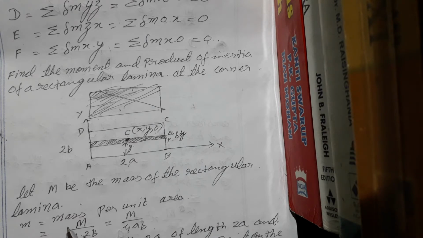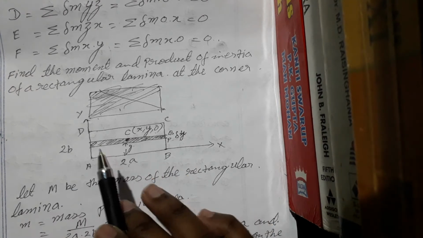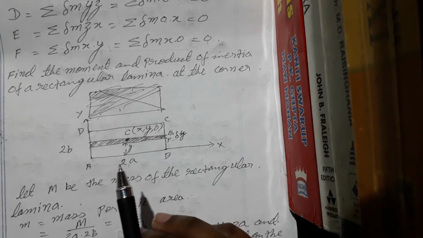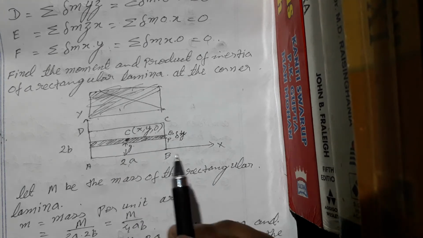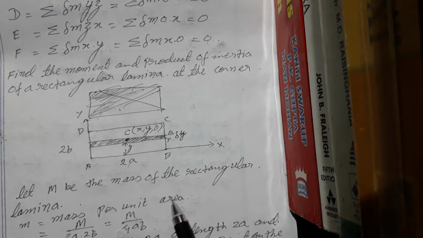If you revise what we did last time, we found the moment of inertia of a uniform rod. In that case, I took mass per unit length because it lies in one dimension. If something lies in two dimensions, we find mass per unit area. If it lies in three dimensions, we find mass per unit volume, and so on. So here, since this figure lies in a plane, we have m equal to mass per unit area.